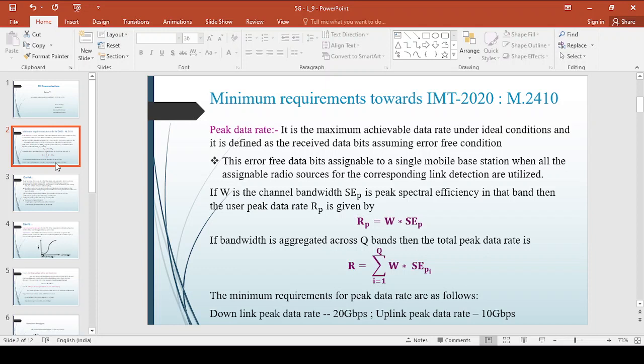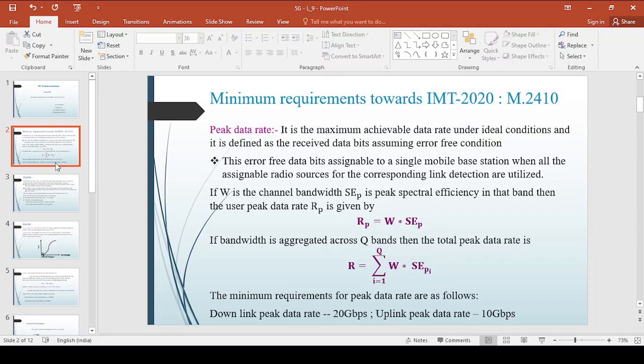Now these error-free data bits are assignable to a single mobile base station when all the assignable radio resources for the corresponding link directions are utilized. That means whatever error-free data bits the receiver is receiving are assigned to a single mobile base station only, such that the radio resources of all of the corresponding link directions are utilized, right? Now the peak data rate is calculated as RP, which is equal to channel bandwidth into peak spectral efficiency. Peak data rate is the multiplication of channel bandwidth and peak spectral efficiency.